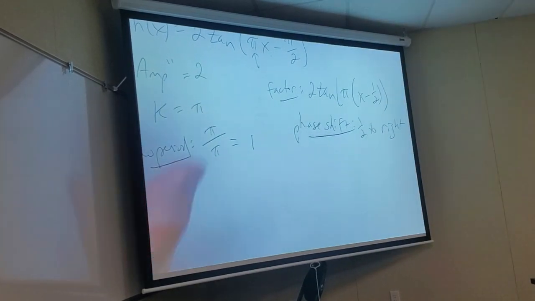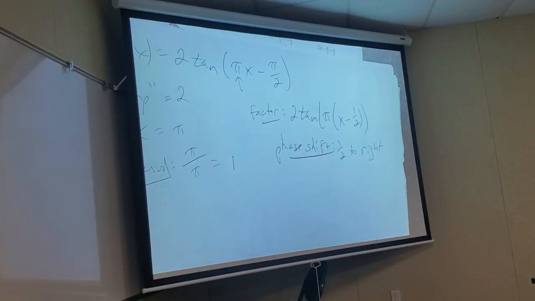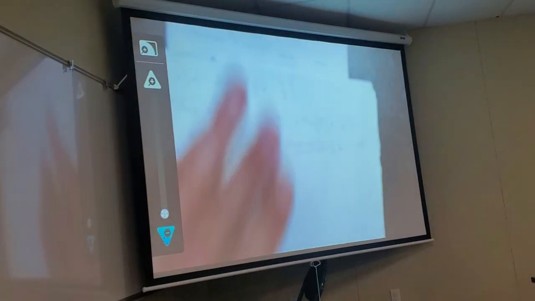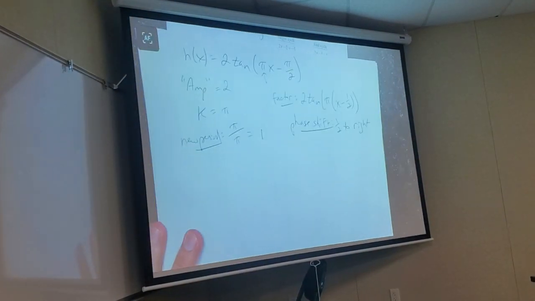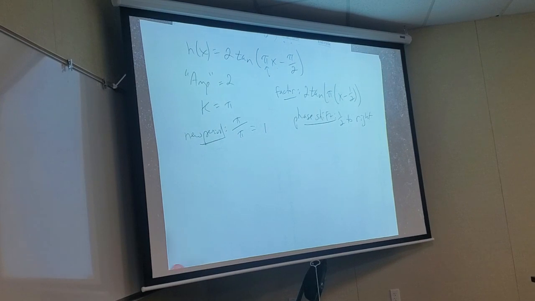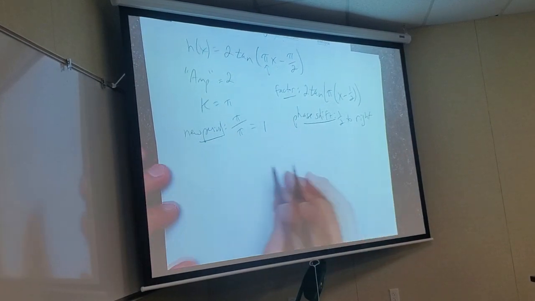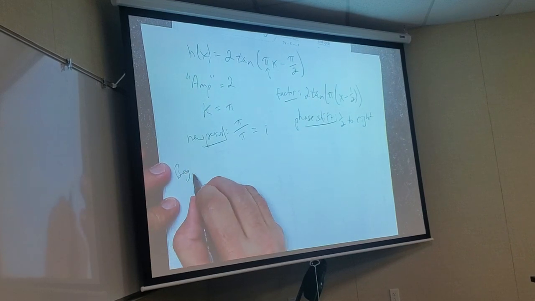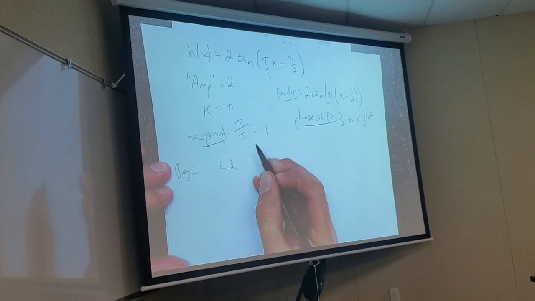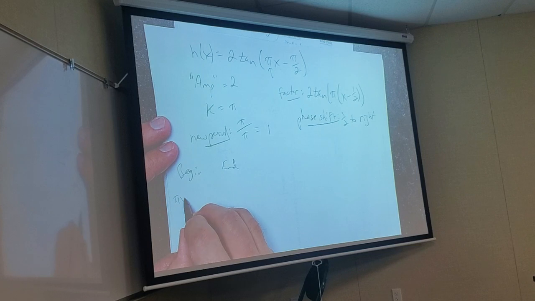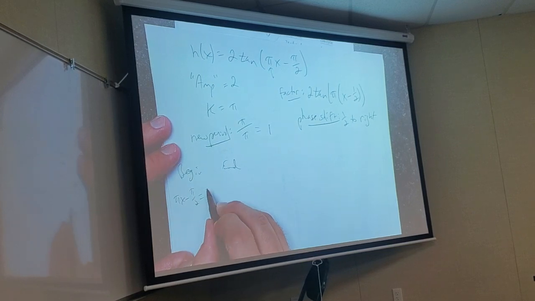Okay, I think I need to zoom out a little bit. Ooh, there we go. All right, so let's do the beginning and end real quick. I'll put it over here. Begin, end. Where does tangent normally begin? Careful. Negative pi over 2.